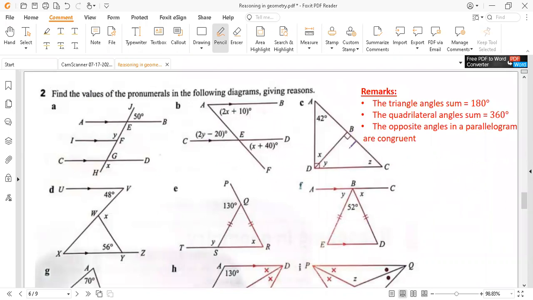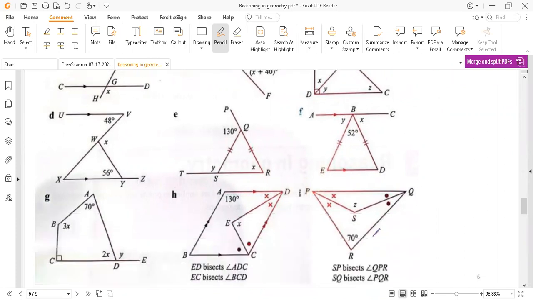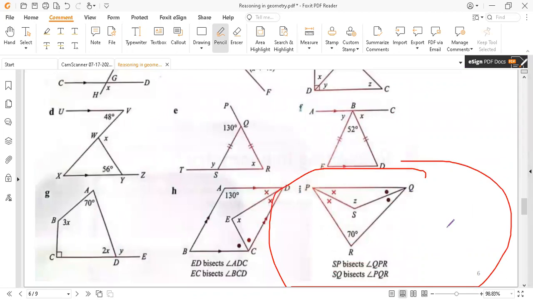We can tackle the problem starting from any information, any property we have, but we should take care about the property that we start with. We don't want to face a problem with two unknowns in the same equation. For example, if we start with this one, they gave us that SP bisects this one. So normally we have a Z and this one.